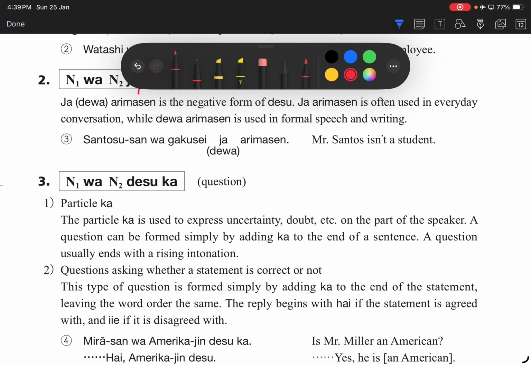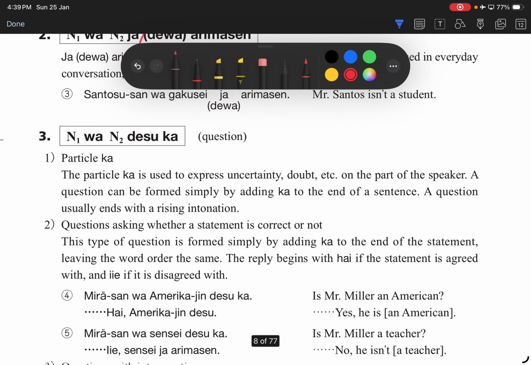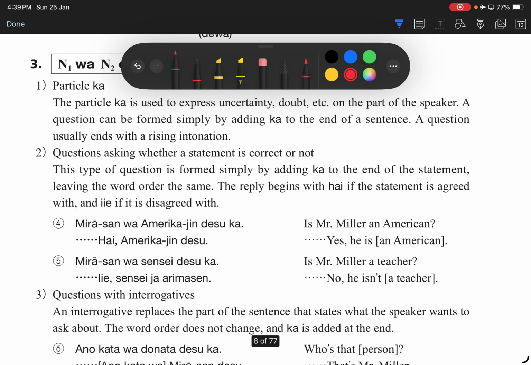Okay, so Japanese ask question very easy, just put a ka behind. If we look at part 3, the section 3, bullet point number 2, number 4 example, Mira-san wa America jin desu, right? He is American. Right, we put a ka: America jin desu ka? So is he an American?